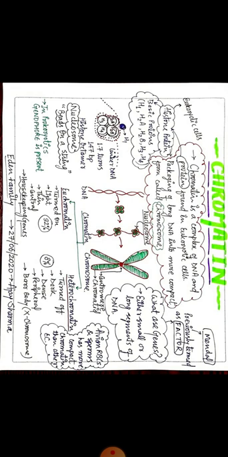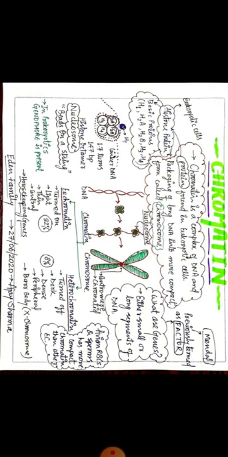Next point is that the word gene was given by Wilhelm Johannsen, but before him genes were called factors. The term factor was given by Gregor John Mendel.